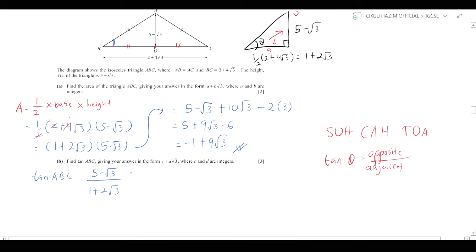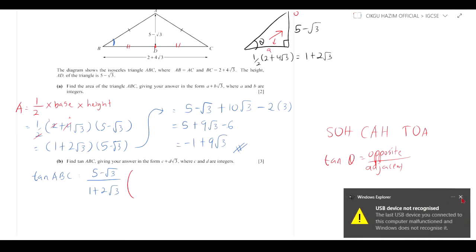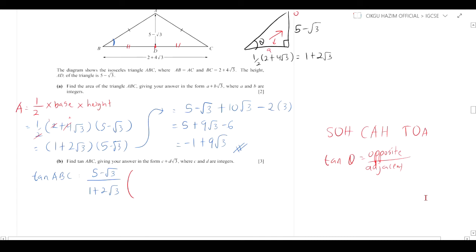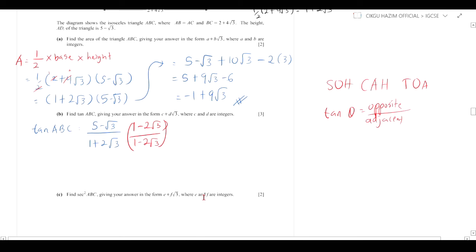Then what do we need to do next? We need to write it in the form c plus d root 3, so we need to rationalize it. To rationalize, we need to multiply by the opposite of the denominator. If the denominator is 1 plus 2 root 3, the opposite here is going to be 1 minus 2 root 3, over 1 minus 2 root 3, in the same bracket. Because when rationalizing we don't change the value, we just change its form. And we need to multiply by its opposite.